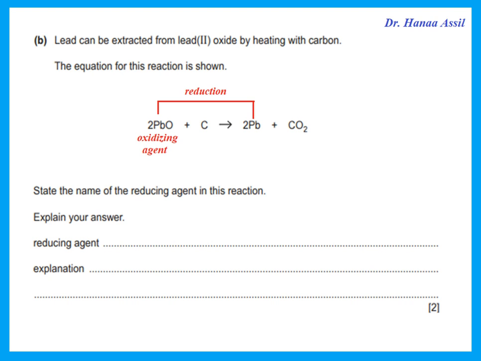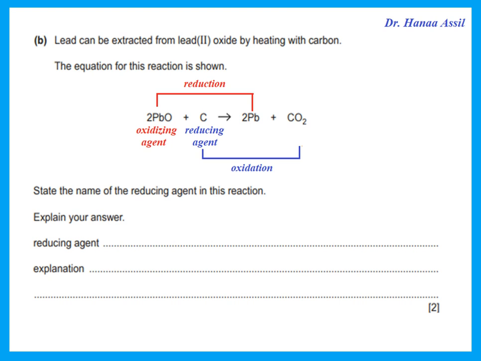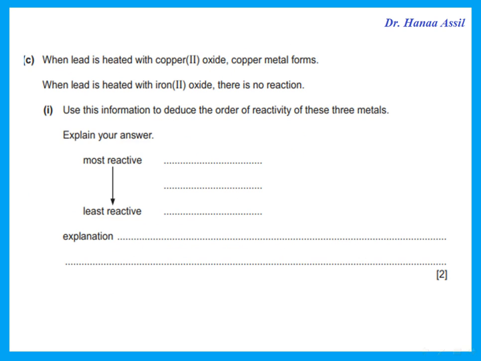Now, what has happened to the carbon? It changed to carbon dioxide. That is gain of oxygen. And the substance that has been oxidized is the reducing agent. So the reducing agent in this case is carbon. Why is it? Because it took the oxygen from the lead oxide, or it gains the oxygen from lead oxide.